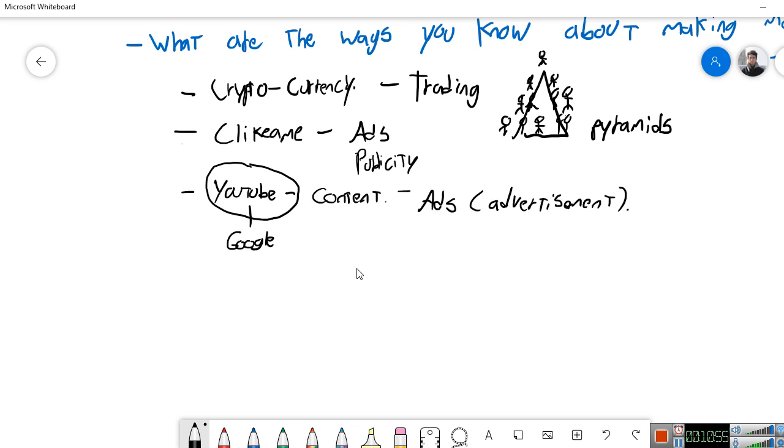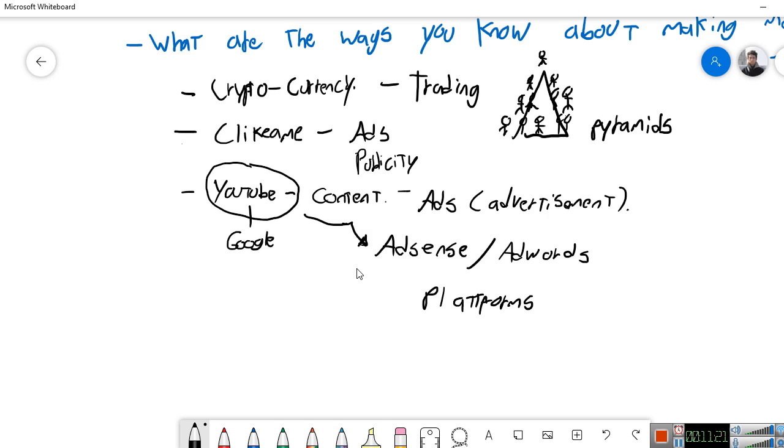That was a very good example. We also have something called AdSense from YouTube, and something called AdWords. These are platforms we use to make money, or to generate advertisements and get people seeing our content, and sell what we want. That's how it works.